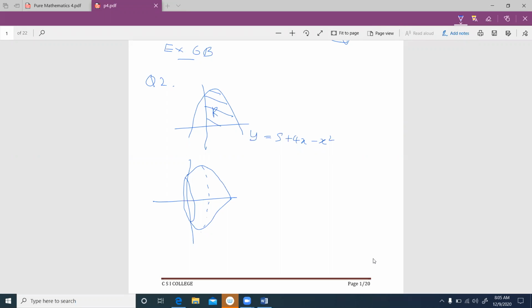Then how do we find this volume? According to this theory, we need to find the coordinate over here, because we know the coordinate over here is 0. That's not a problem. That means we need the coordinate over here.